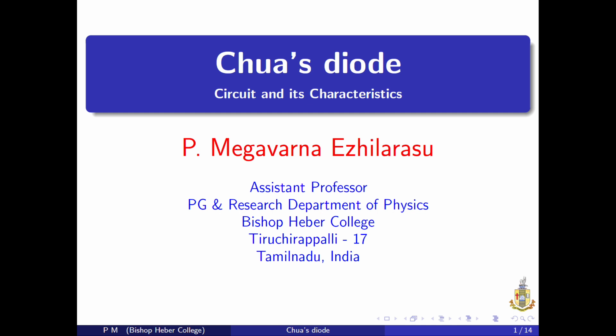It is implemented as a voltage controlled nonlinear negative resistor. The diode is not sold commercially and it is usually built from standard circuit components such as resistors and operational amplifiers. There are many ways to simulate Chua's diode using such components. Chua's diode was invented by Leon Chua, who is also the inventor of Chua's circuit, in the year 1983.